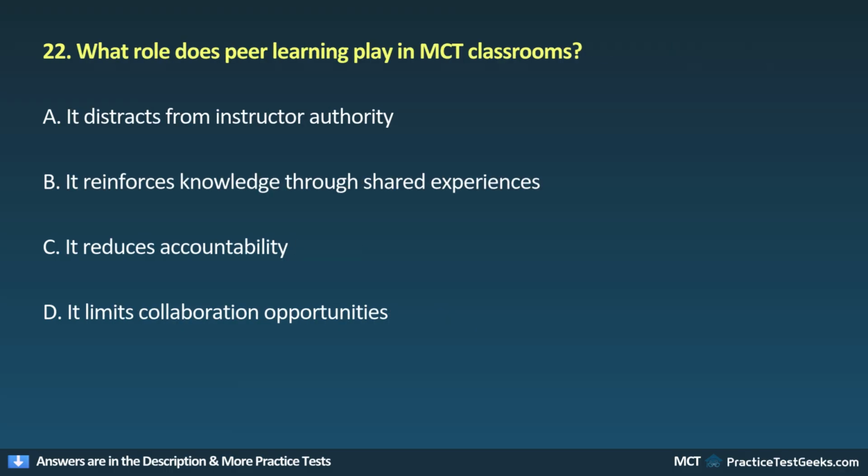22. What role does peer learning play in MCT classrooms? A. It distracts from instructor authority. B. It reinforces knowledge through shared experiences. C. It reduces accountability. D. It limits collaboration opportunities.